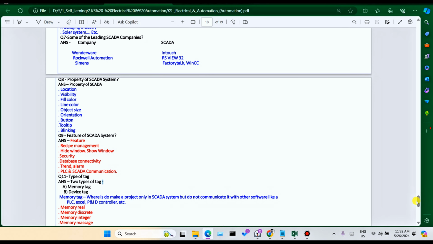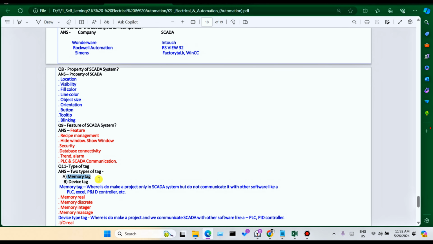Types of tag. There are two types of tag in a SCADA system. First is the memory type tag, second is the device type tag. A memory tag is used only within the SCADA project and does not communicate with software like PLC, Excel, P&ID controller, etc. But with the help of a device tag we can communicate with the PLC.